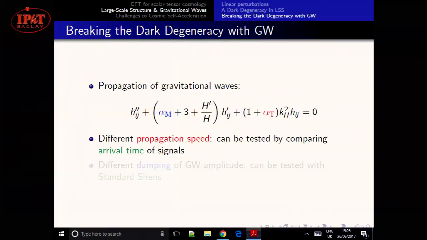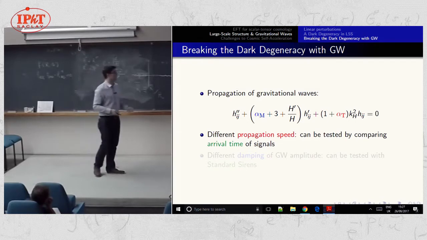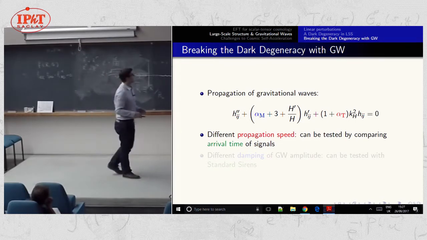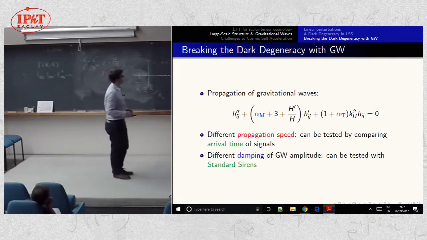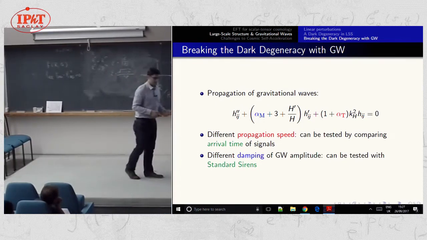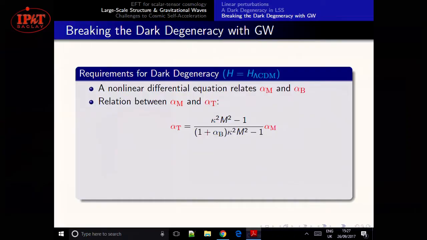You can test the speed by comparing arrival times. For instance, if you have a gravitational wave observation and some electromagnetic counterpart, you just compare the two signals, and you get very, very strong constraints. And the second thing, the damping of the gravitational wave, can be tested with standard sirens, as I mentioned before, further in the future.